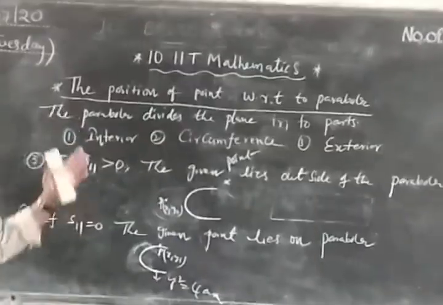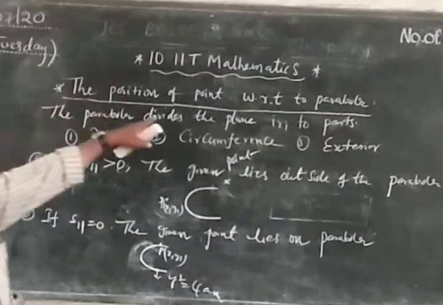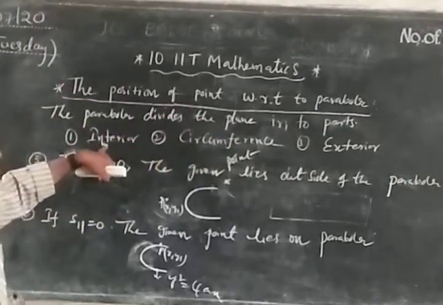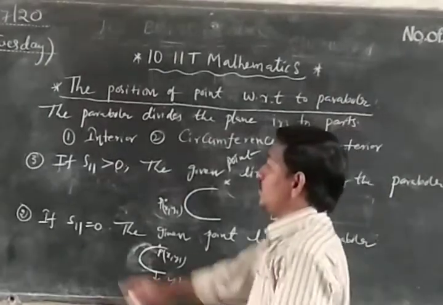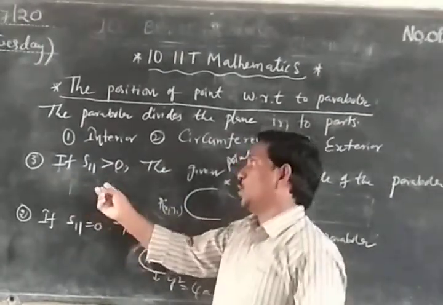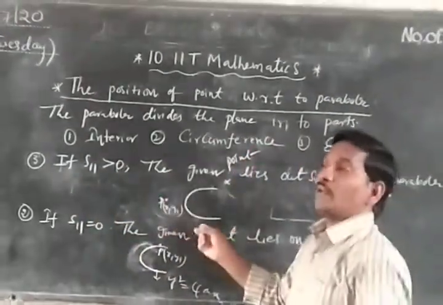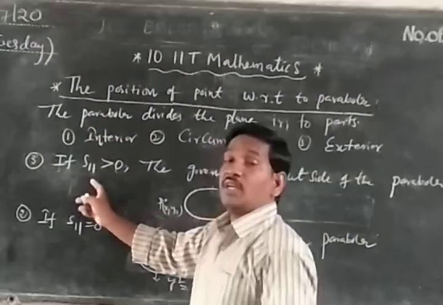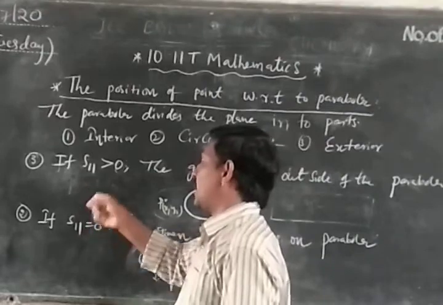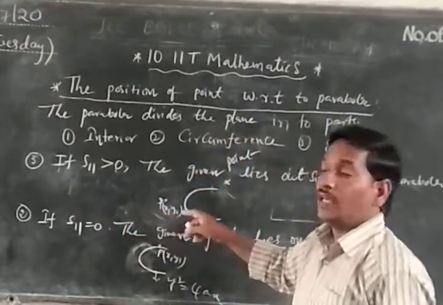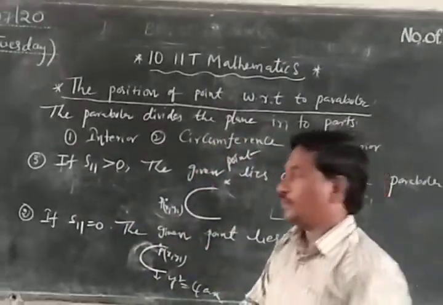This is the position of the point with respect to the parabola: interior, circumference, and exterior. If S11 is less than 0, the given point is inside the parabola. If S11 equals 0, the point is on the parabola. If S11 is greater than 0, the point is outside of the parabola.